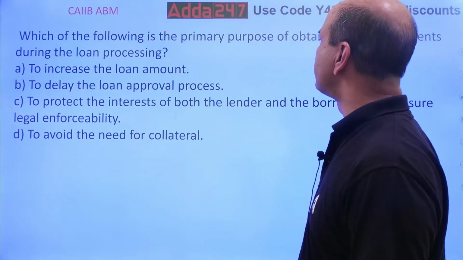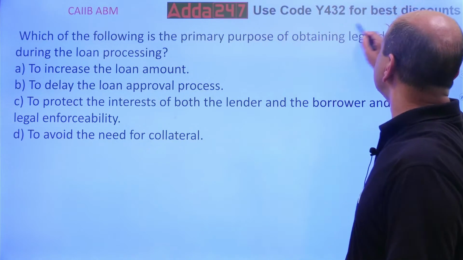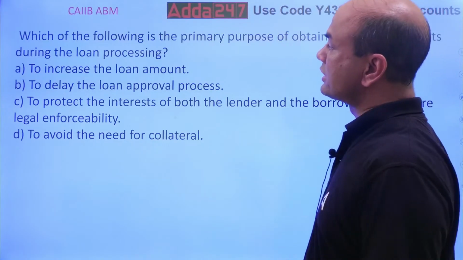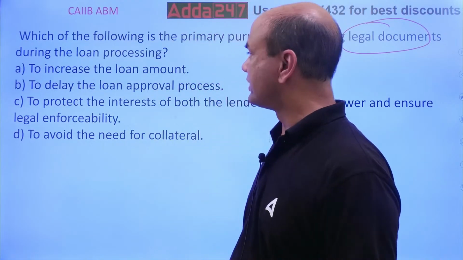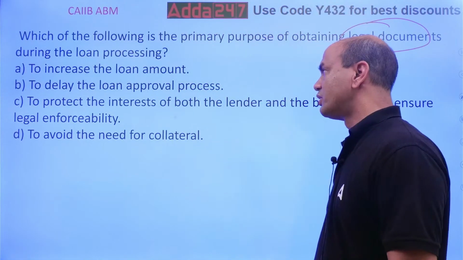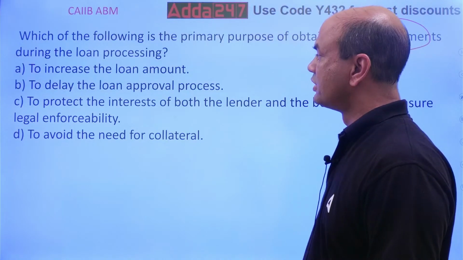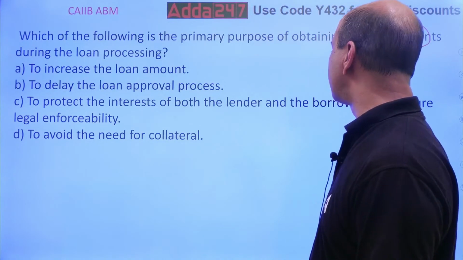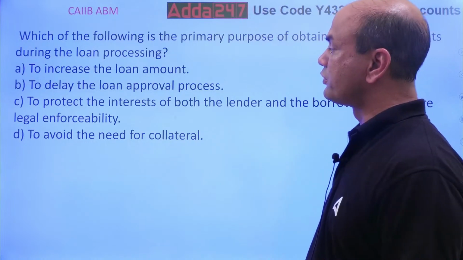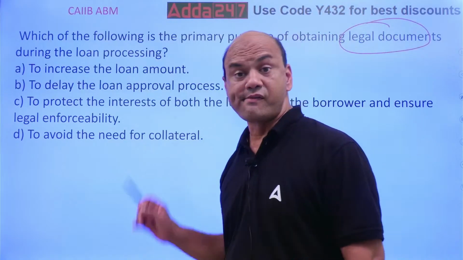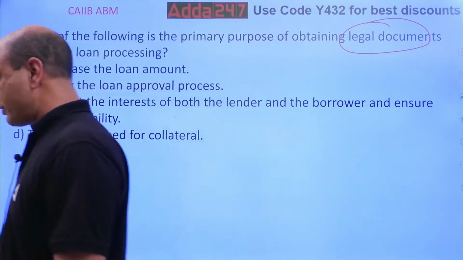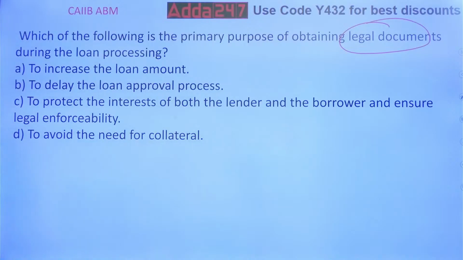Which of the following is the primary purpose of obtaining legal documents during the loan processing? Increase the loan amount, delay the loan approval process, protect the interest of both the lender and the borrower and ensure legal enforceability, or avoid the need of collateral. What is the right answer over here? Why should I have the legal documents? Which are the legal documents?